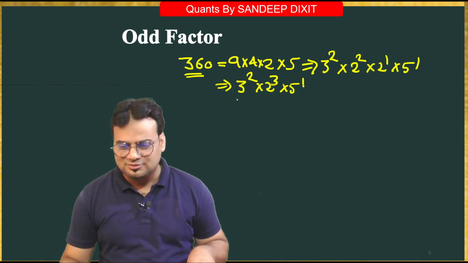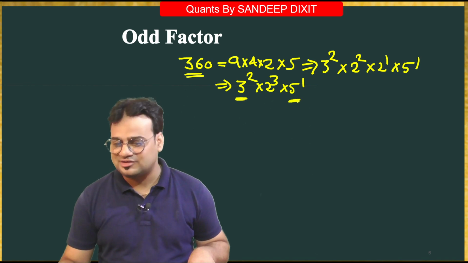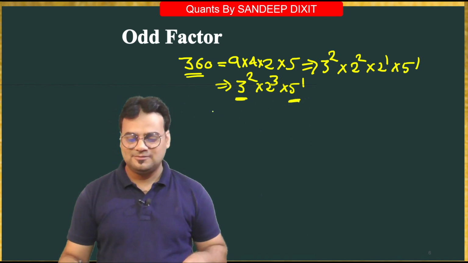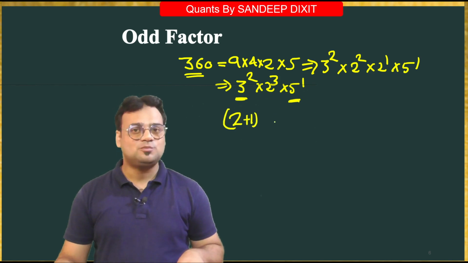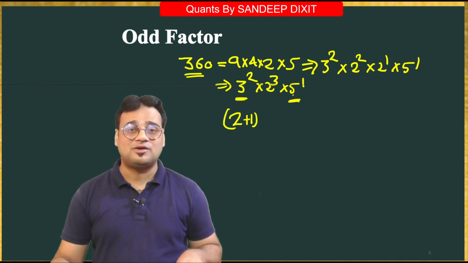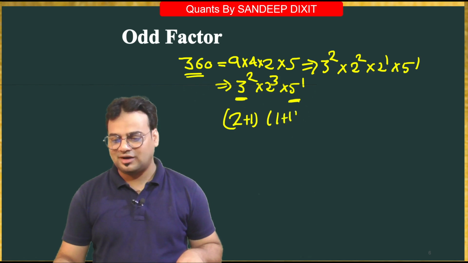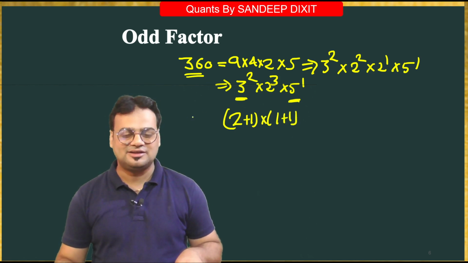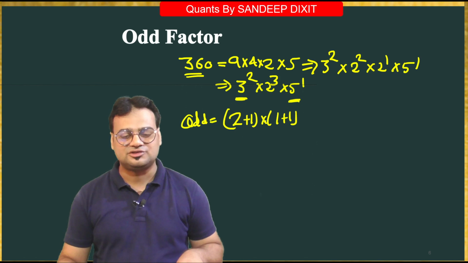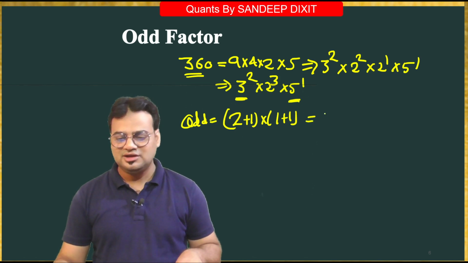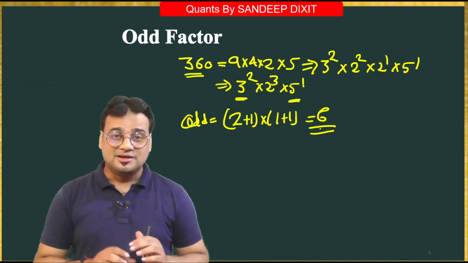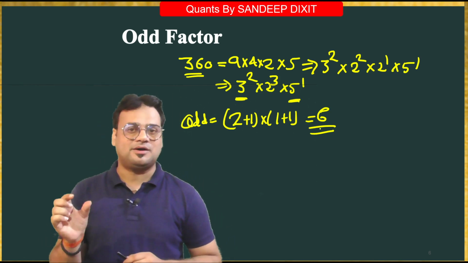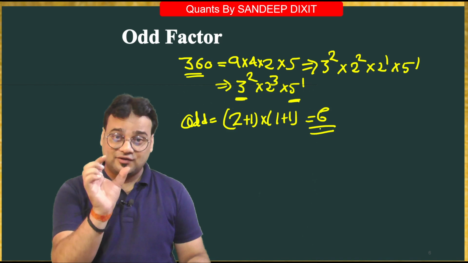Here the odd numbers are 3 and 5, and their powers are 2 and 1. We add 1 to each power: 2 plus 1, and similarly 5 to the power 1, 1 plus 1, that means we multiply them to get the odd factors of 360. That means 2 plus 1 is 3, 3 twos are 6, so there are 6 odd factors of 360. In this manner you calculate the odd factors.